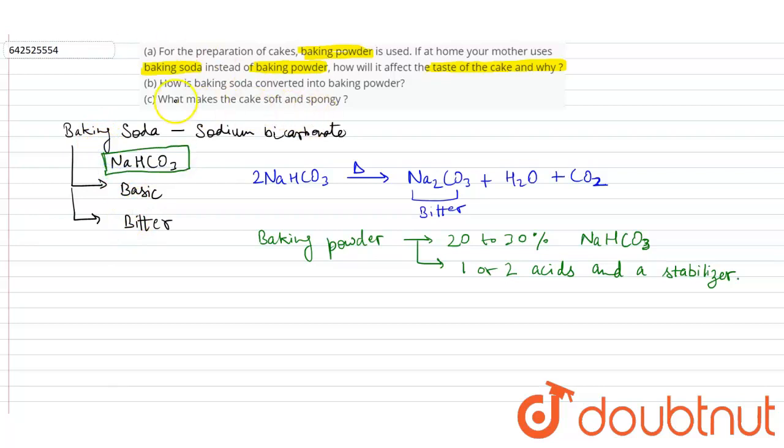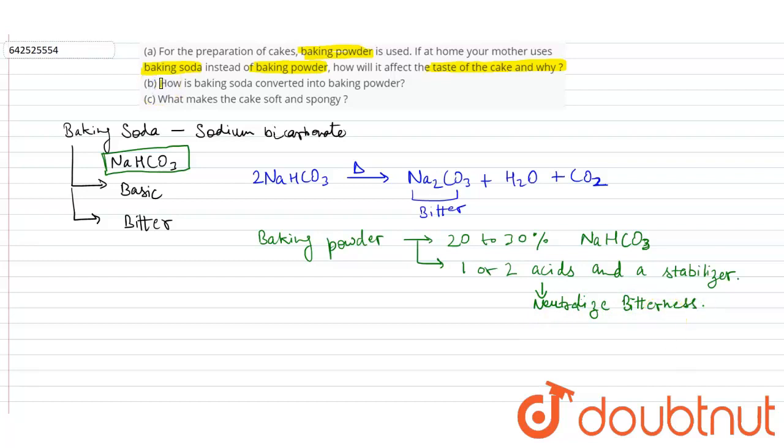So if we use baking soda, the cake will be bitter. But in case of baking powder, we have 20 to 30% of sodium bicarbonate plus 1 to 2 acids, which neutralize the bitter taste. They actually neutralize the bitterness.